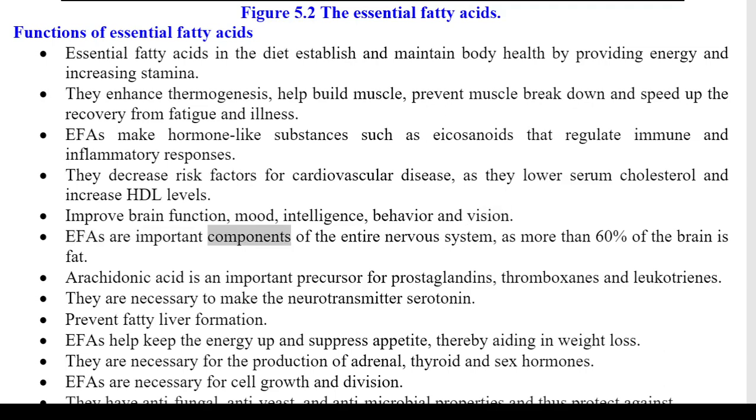EFAs are important components of the entire nervous system, as more than 60% of the brain is fat. Arachidonic acid is an important precursor for prostaglandins, thromboxanes, and leukotrienes. They are necessary to make the neurotransmitter serotonin. Prevent fatty liver formation. EFAs help keep the energy up and suppress appetite, thereby aiding in weight loss. They are necessary for the production of adrenal, thyroid and sex hormones. EFAs are necessary for cell growth and division.